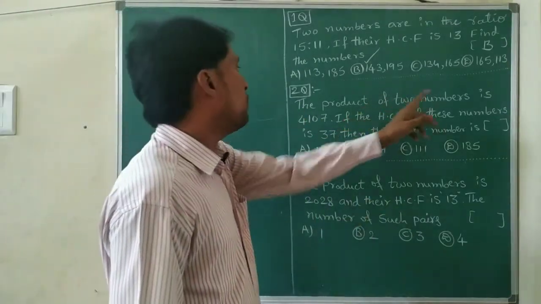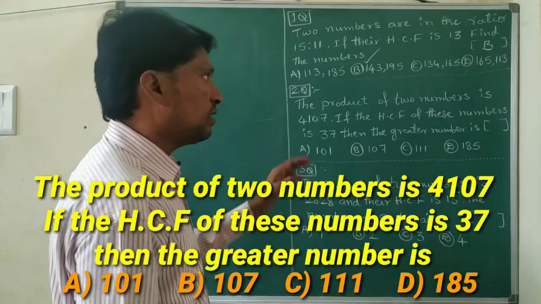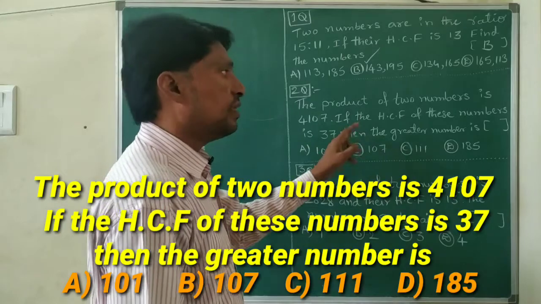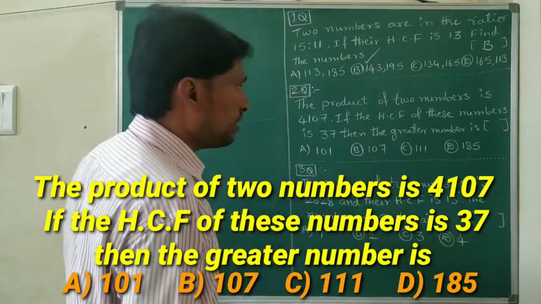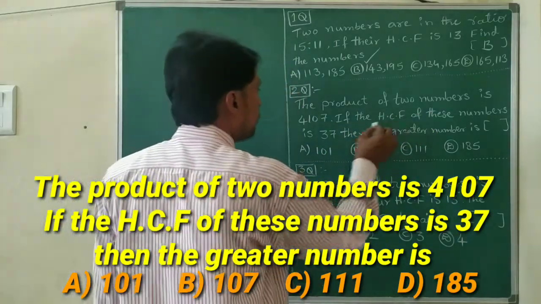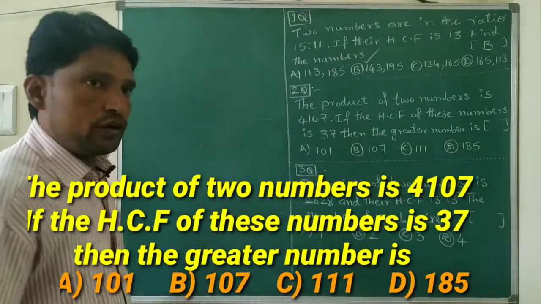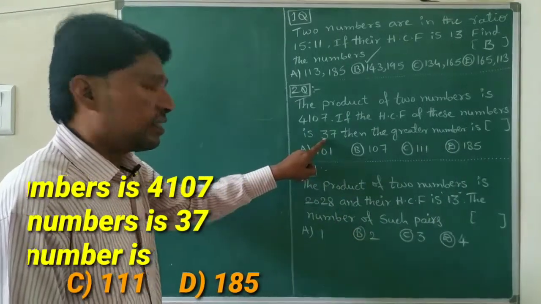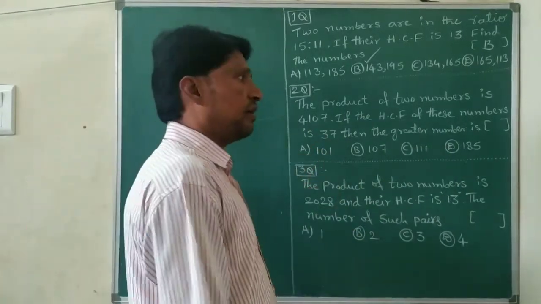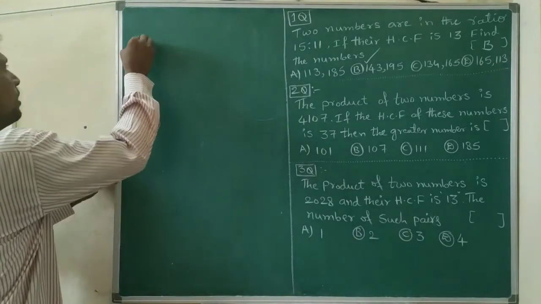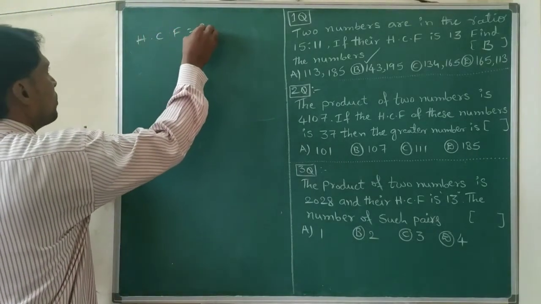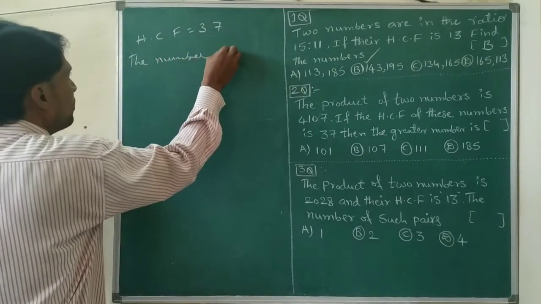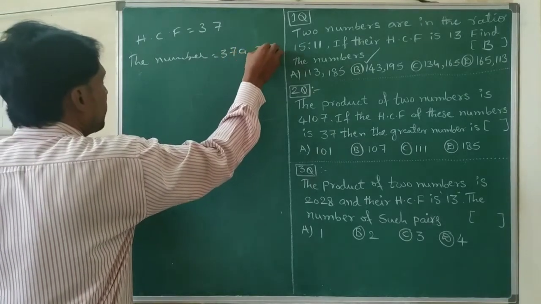Next, question number 2. The product of two numbers is 4107. If the HCF of these numbers is 37, then the greater number we need to find. The HCF of the two numbers is 37. We don't know the numbers, so we take them as 37A comma 37B. The HCF is given as 37, and the numbers are 37A, 37B.